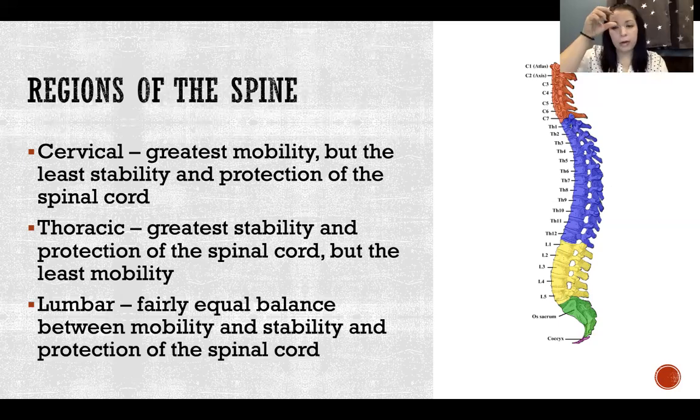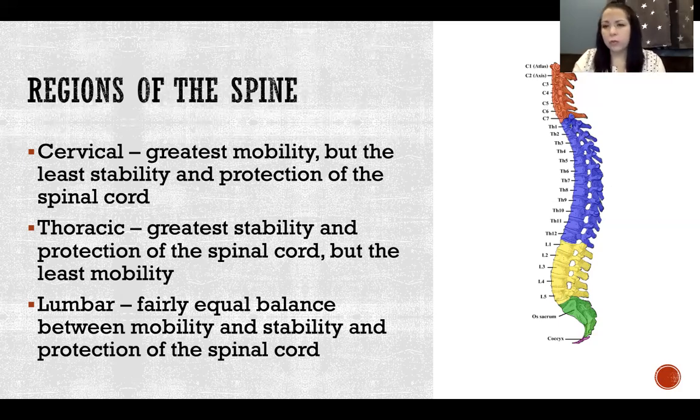Then in the lumbar spine, we have a pretty equal balance between mobility and stability. So we don't need as much mobility as we do in the cervical spine, but we do need to be able to move adequately in the lumbar spine. But we also want there to be a good amount of stability to protect the spinal cord.